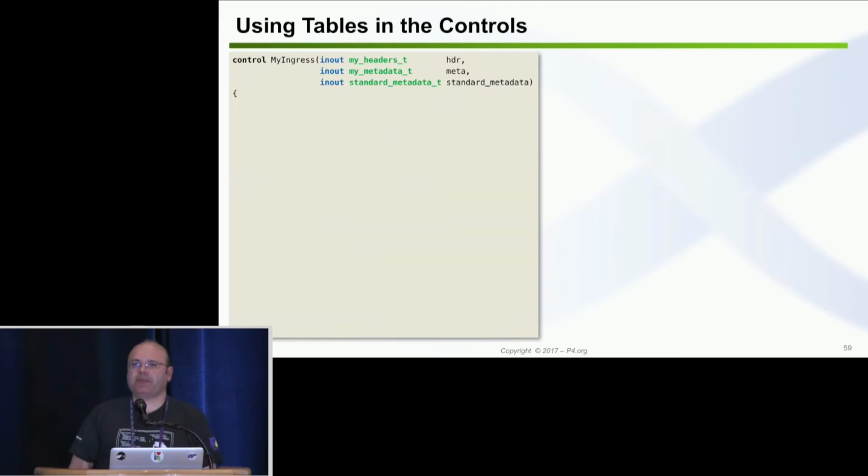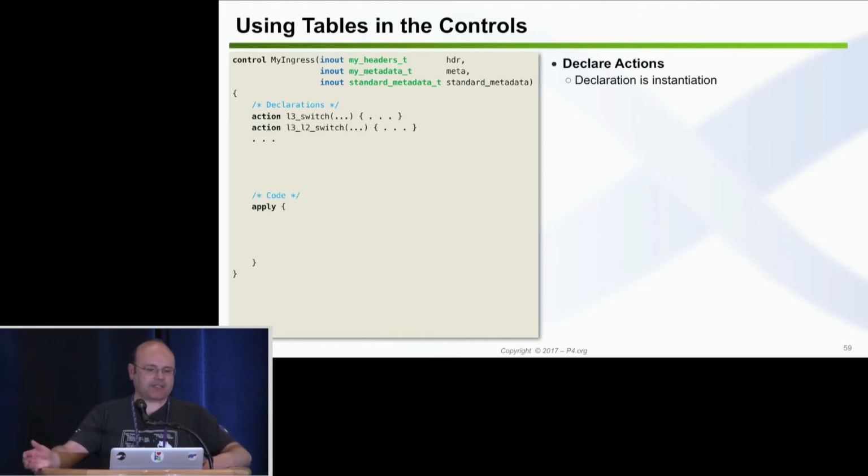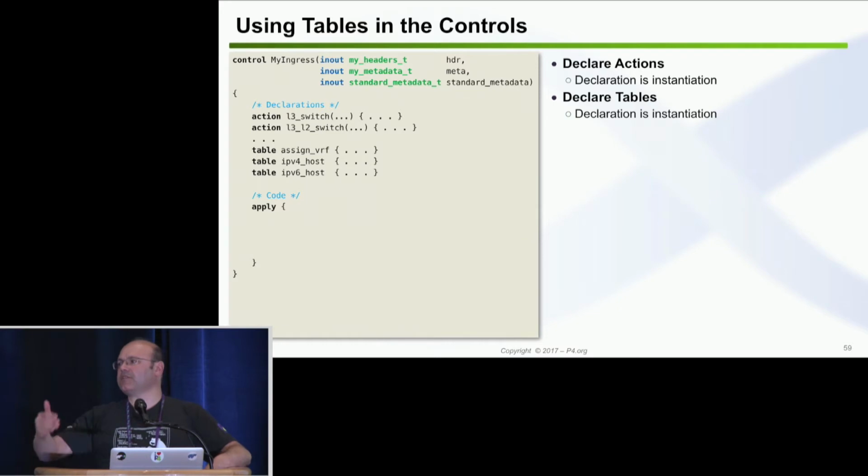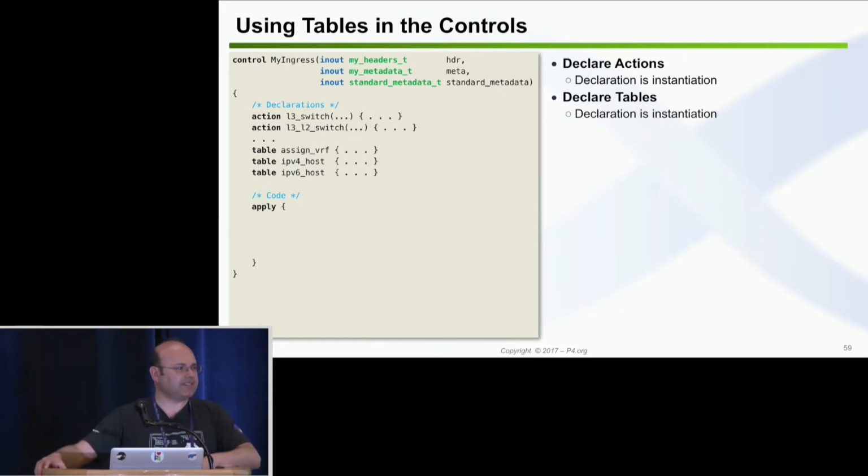Now when we define the table, we can use it in the control. And that's how we will do it. We'll declare all our tables and actions in the beginning of the control, similar to how when we write in C, we first declare our variables and stuff like that. And then we have our apply block, which is really the code for the control.